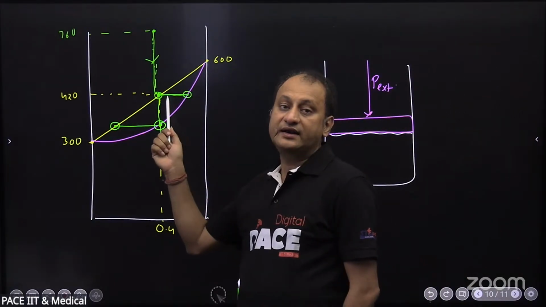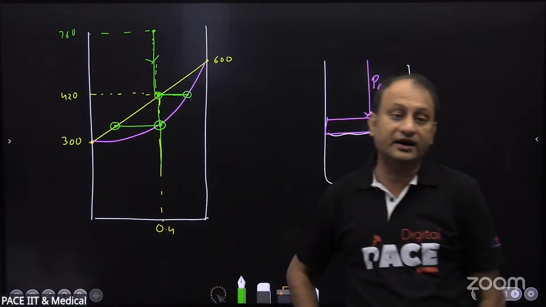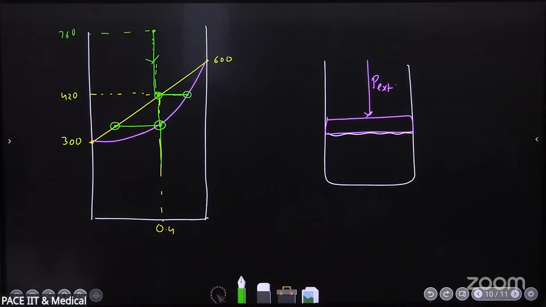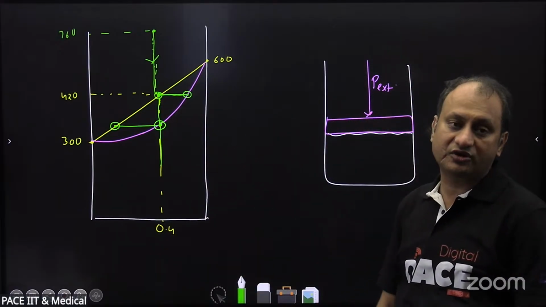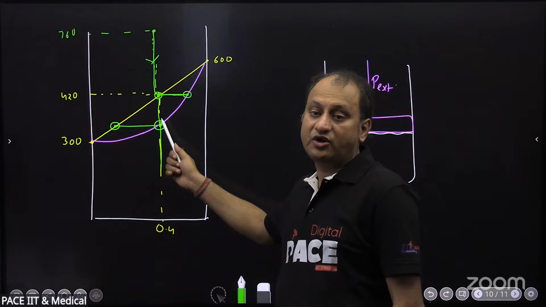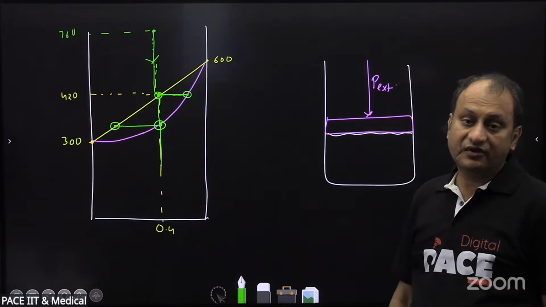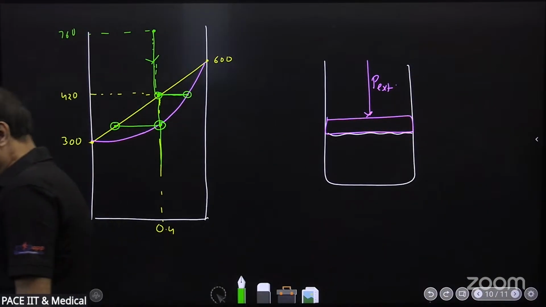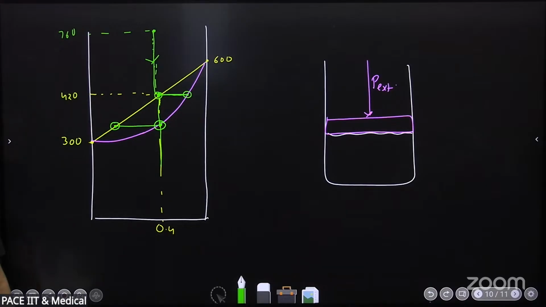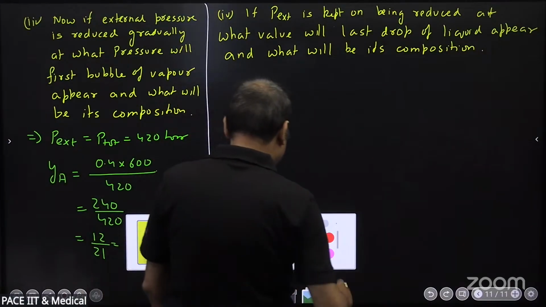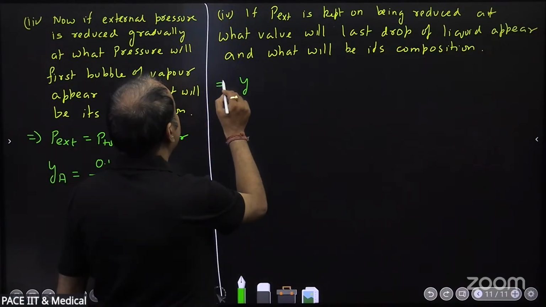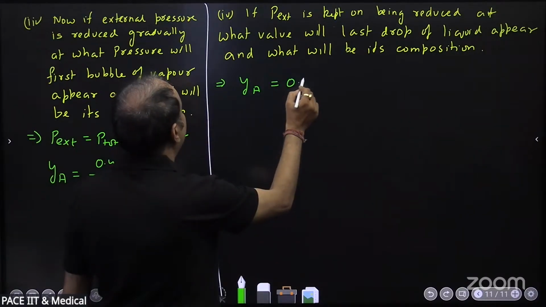In the above point, the yellow graph had an x coordinate of 0.4. Means the yellow graph was for XA. It means in this region, XA was 0.4. Mole fraction of A in liquid phase was 0.4. Here the x coordinate of the pink graph is 0.4. Means YA is 0.4. Mole fraction of A in vapor form is 0.4. Correct? So for the last drop of liquid, what is our guiding condition? Here YA will become 0.4.